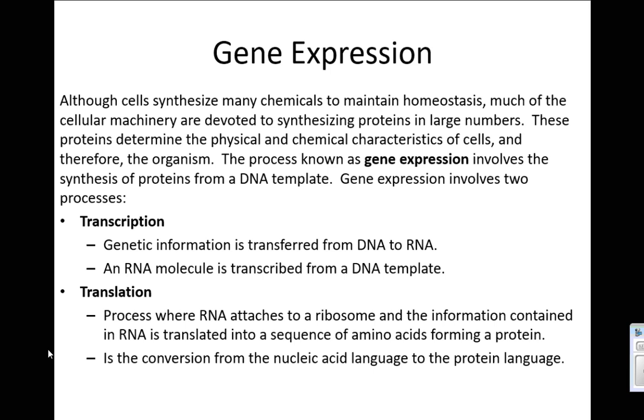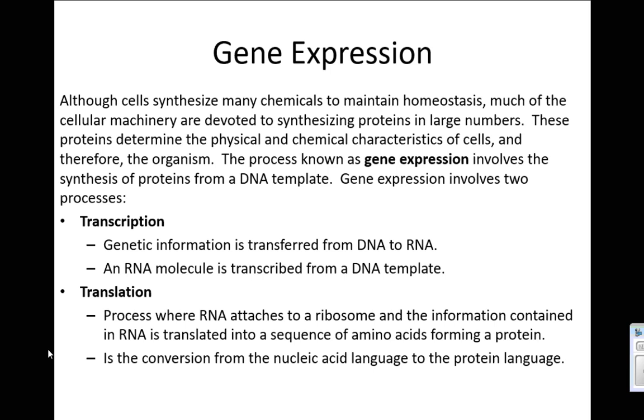Transcription. So we convert from a DNA template to an RNA. Translation then is where we go from RNA to proteins. RNA attaches to a ribosome. Information contained in RNA is translated into a sequence of amino acids forming a protein. Remember how we talked about amino acids kind of like letters of the English alphabet? How if you arrange them in specific ways, just like letters in a word, you can get all sorts of different words, which all have different meanings.